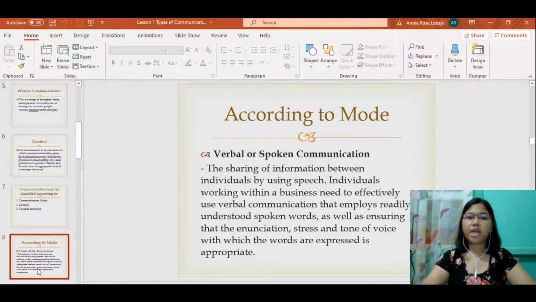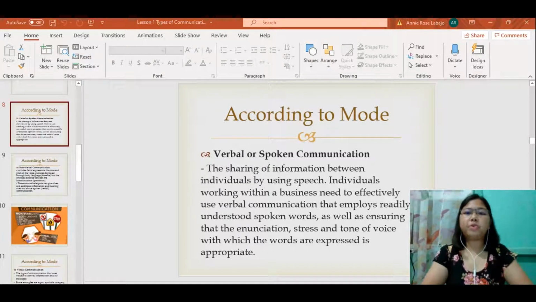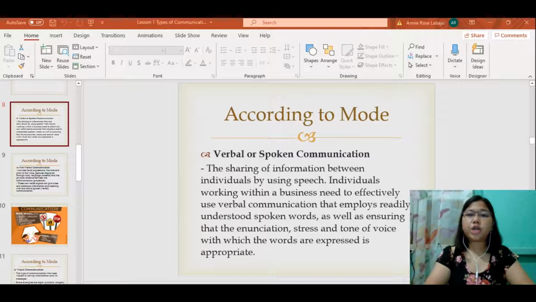Individuals working within a business need to effectively use verbal communication that employs readily understood spoken words, as well as ensuring that the enunciation, stress, and tone of voice with which the words are expressed is appropriate. Verbal or spoken communication is really important because it's our way of getting the message across. It's our way of sending the message to our recipient.